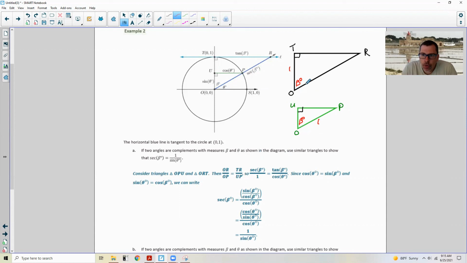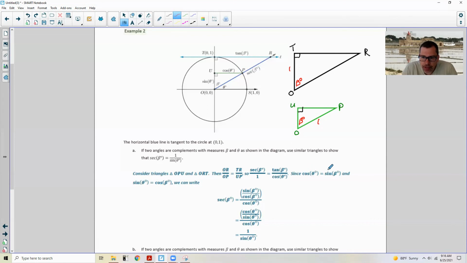So if I say OR, that is the secant of the big triangle, or secant of beta. Okay, and OP is a radius of 1. That's why we have secant beta over 1. Following? That equals TR. TR is right here. Well, that's the tangent of beta. So we have tan beta over UP, and UP is right here, and that's the cosine of theta. So we have secant beta over 1 equals tan beta over cosine theta.